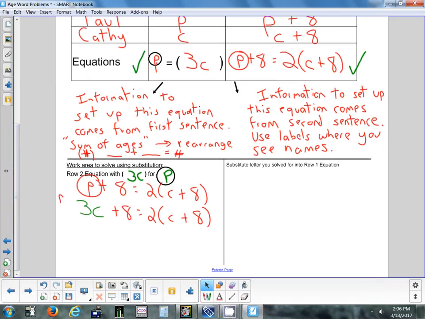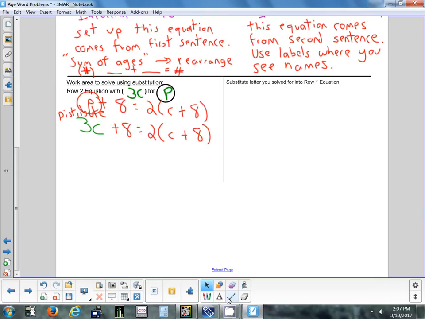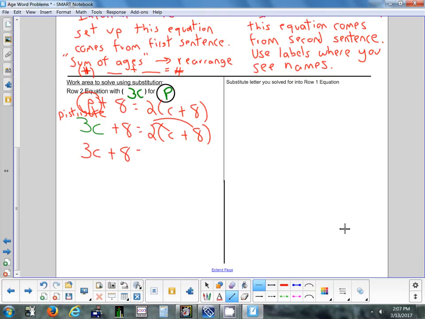First thing I'll do, distribute. What am I distributing? Somebody tell me, what am I distributing? Ashley? The 2 into what? What math operation? Multiplication. Everything else will come down. 3C plus 8 equals 2 times C will be what? 2C. What else am I multiplying? By what number? What do I get? Positive 16. So I distributed just like I did last week.